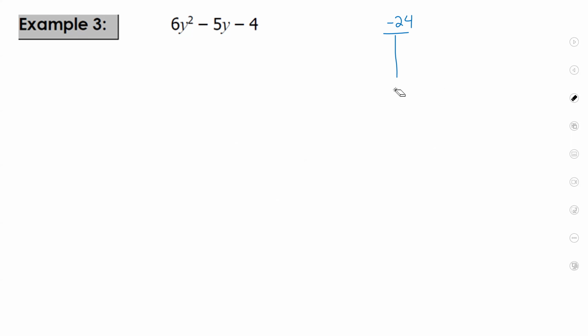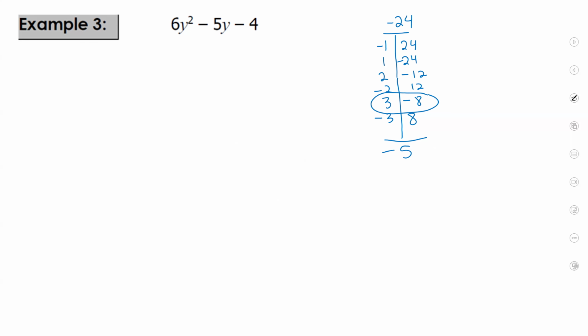If it's difficult for you to figure out numbers, I would create a list. So you can always start with this. Positive 1 and negative 24, that didn't work. 2 times negative 12, that didn't work. Negative 2 times positive 12, that didn't work. 3 and negative 8 or negative 3 and positive 8. It looks like this one works. So it might help you to start with 1 and then just go down the list, okay?